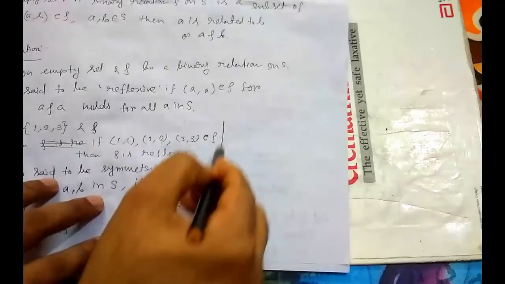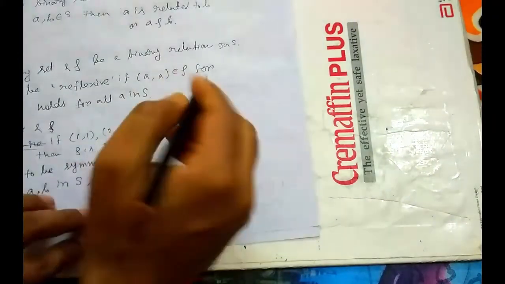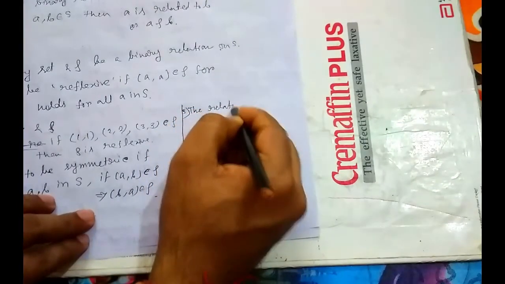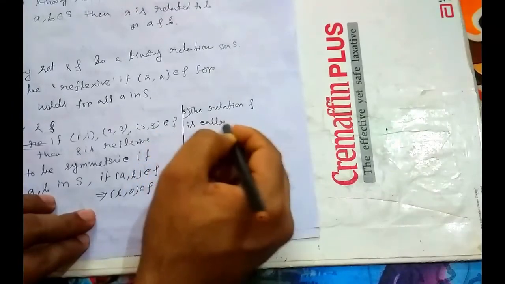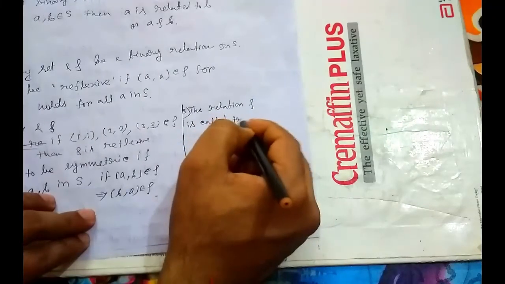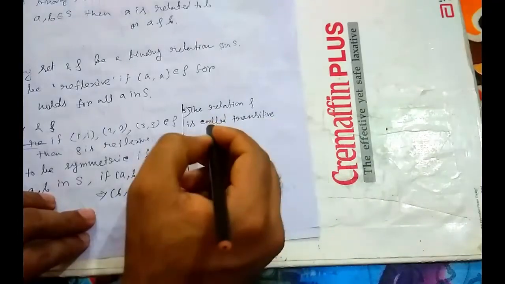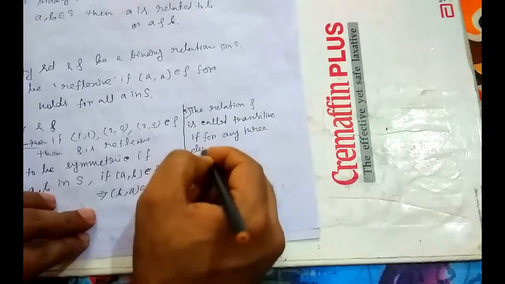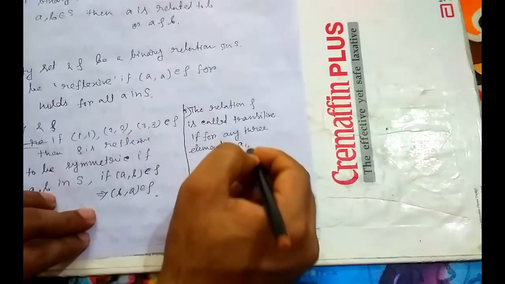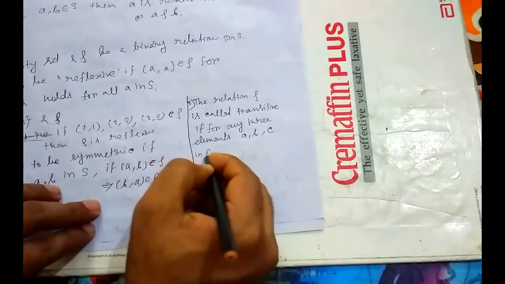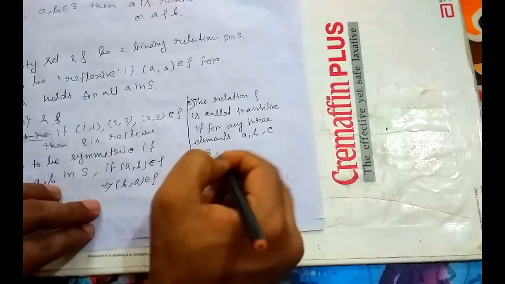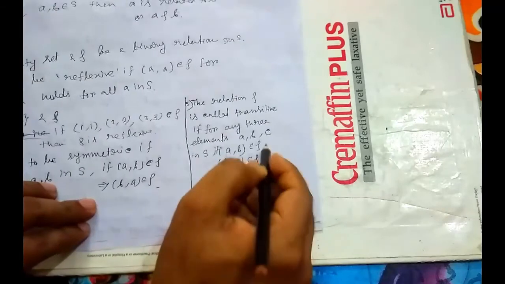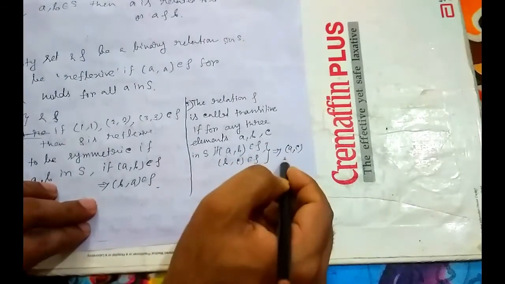Now I am writing here, this is 3. The relation rho is called transitive if for any 3 elements A, B, C in S, if A comma B belongs to rho, B comma C belongs to rho, implies A comma C belongs to rho.